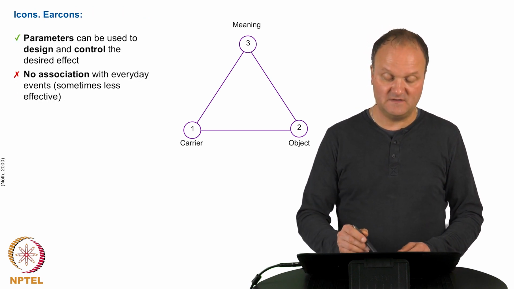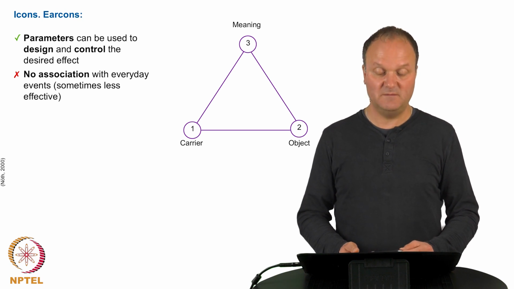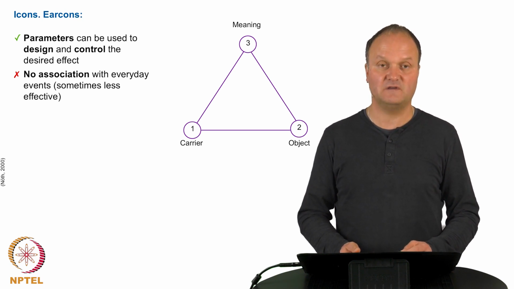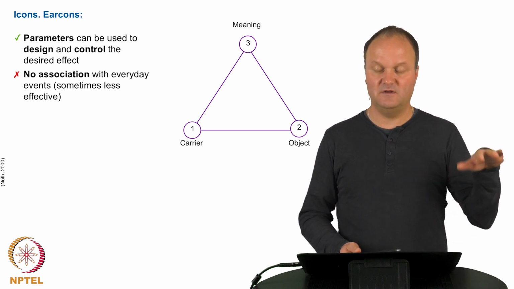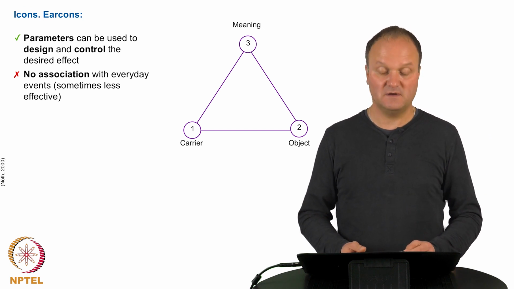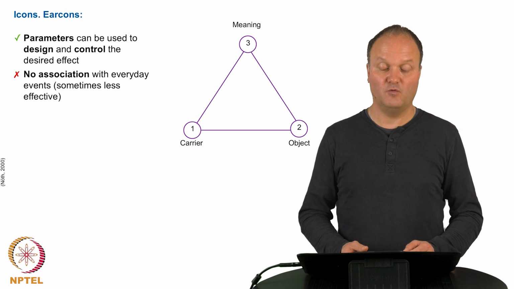There are some advantages and disadvantages of using earcons. As they are synthetic sounds, you have lots of parameters which can be used to design and control desired effects. That is, you can create families of earcons which belong to a certain family of sounds and which can provoke different meanings on the different levels and hierarchies of a multimodal interface. The disadvantage is that there is no natural learned relationship and association with everyday events, and this is why they are sometimes less effective than auditory icons.